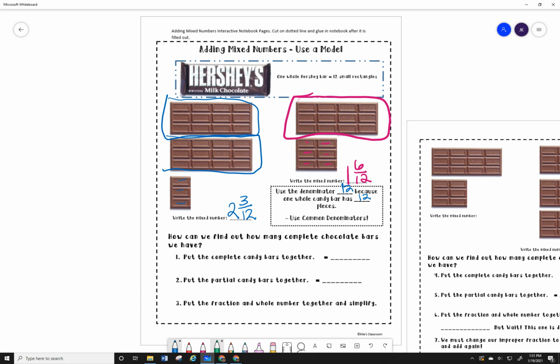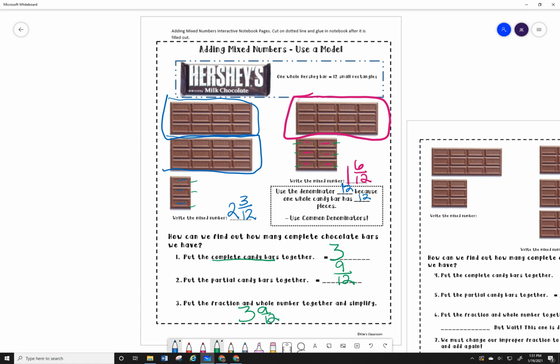So when I look at this, I have 1, 2, 3. 2 plus 1 is 3 complete candy bars. And when I look at my fractional pieces, I have 1, 2, 3, 4, 5, 6, 7, 8, 9. I have 9 out of the 12 pieces it takes to make a whole candy bar. And 6 plus 3 is 9. So I get the fraction or the mixed number 3 and 9/12.